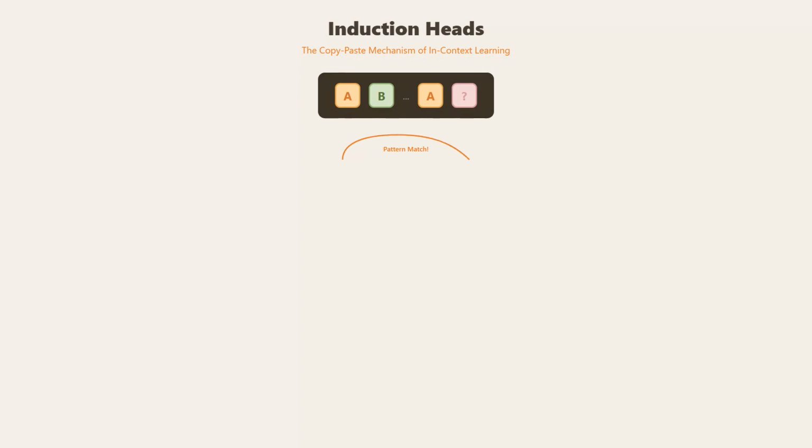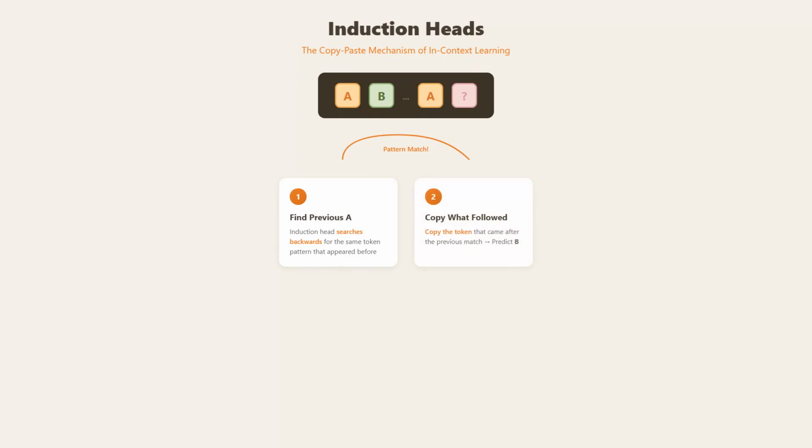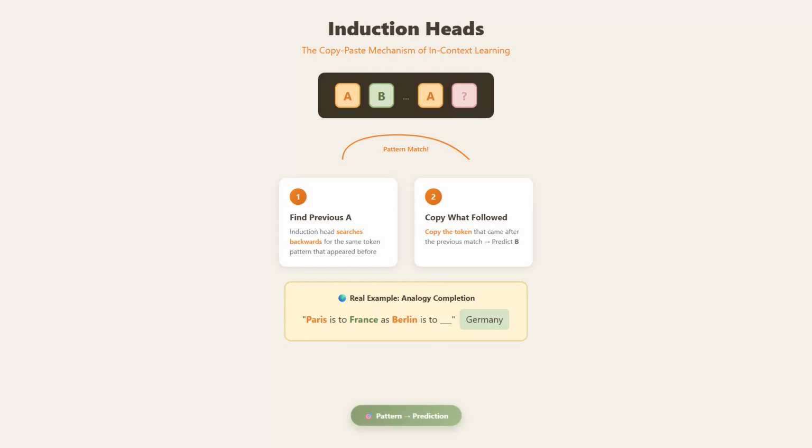The induction head performs two steps. First, it searches backwards to find a previous occurrence of the same token or a similar pattern. Second, it copies whatever token came after that previous occurrence. Let's see this with a real example. Consider the analogy Paris is to France as Berlin is to blank. The induction head recognizes the pattern: a capital city is followed by its country. It finds Paris followed by France, then applies the same pattern to Berlin, predicting Germany.